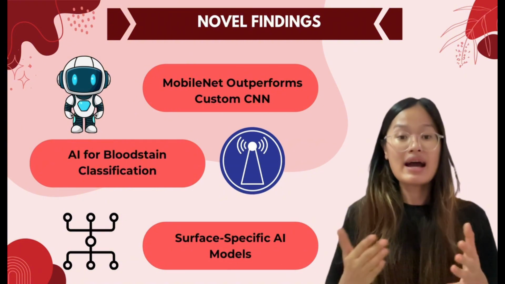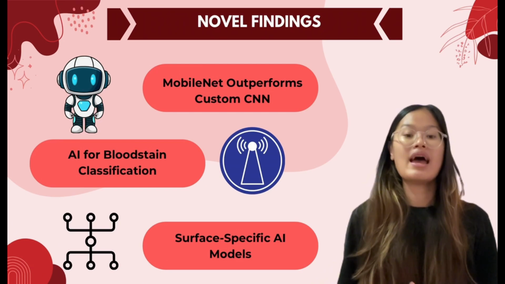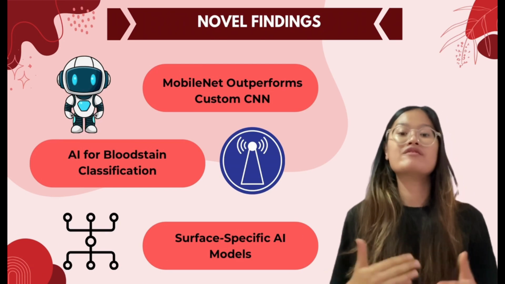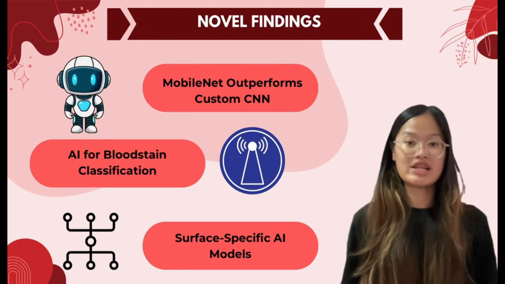This means that AI models should be trained using multiple surfaces or separate models, as real crime scenes involve a variety of materials such as walls, floors, clothing, and furniture. Overall, this study demonstrates that artificial intelligence has great potential to improve bloodstain pattern analysis. However, it also highlights that surface characteristics must be considered to ensure accurate and reliable forensic interpretation.